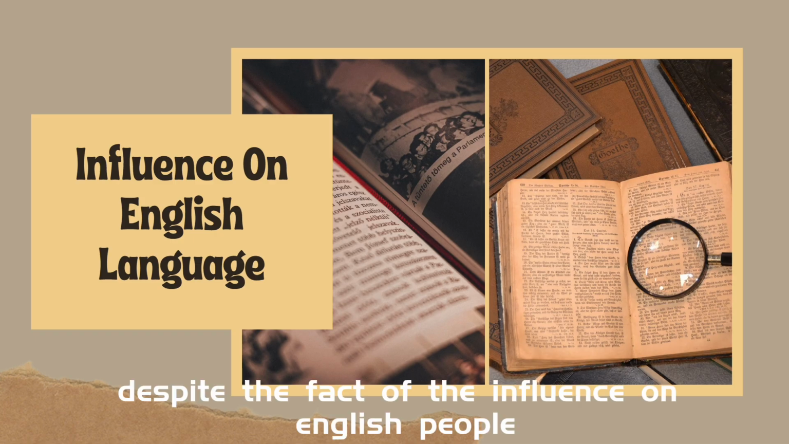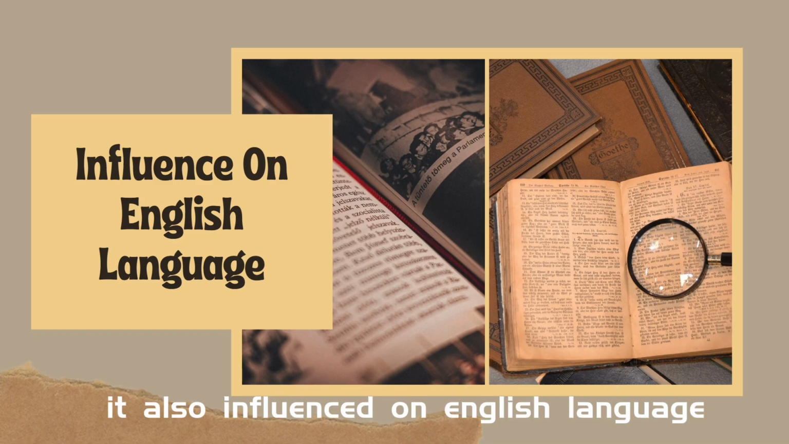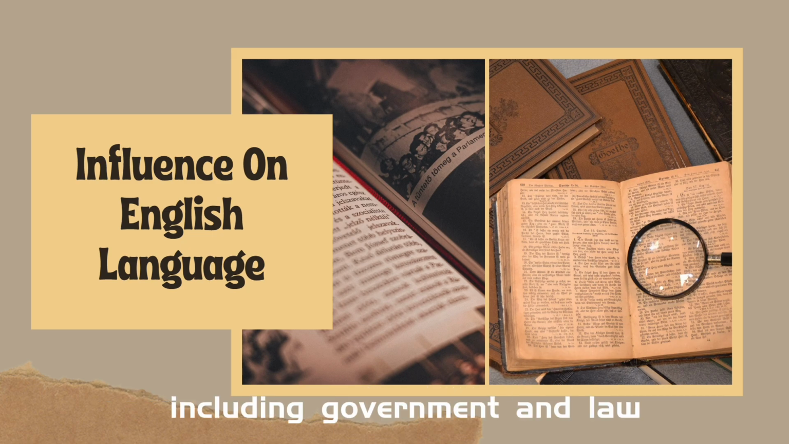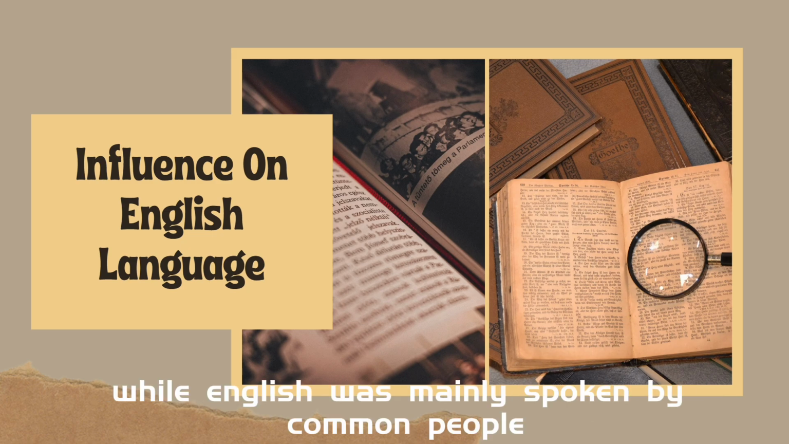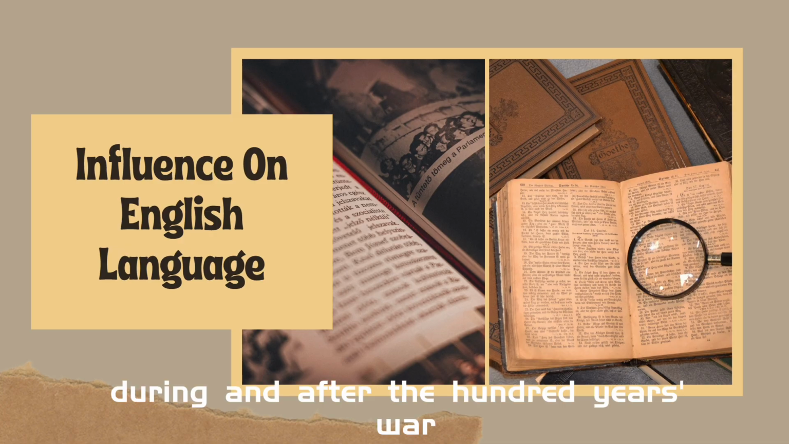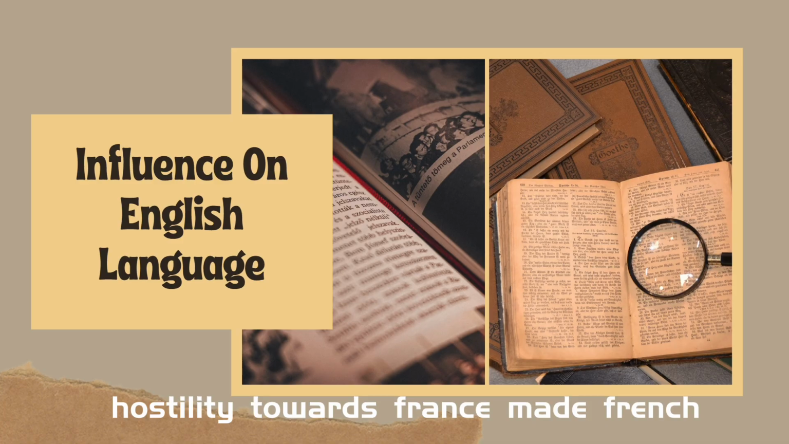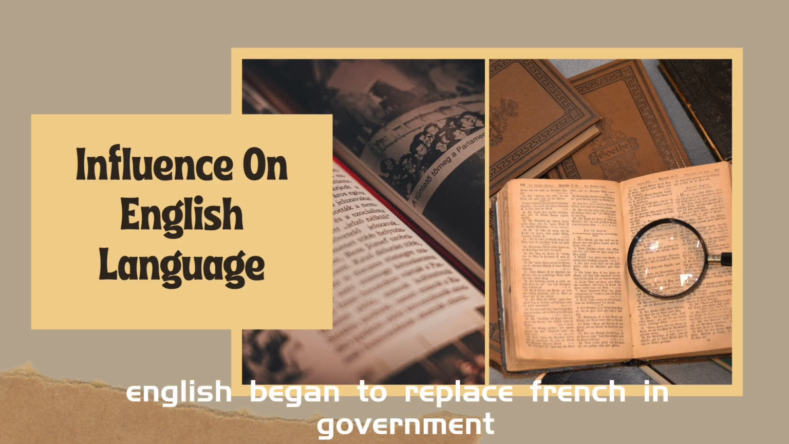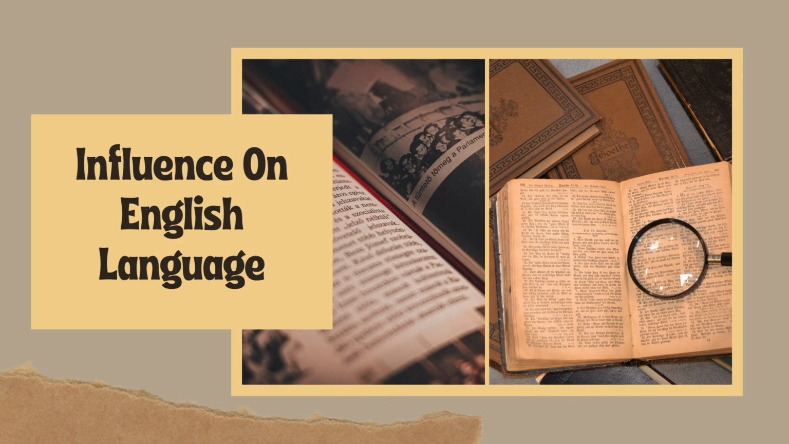Despite the influence on English people, it also influenced the English language. Before the war, French was the language of the English ruling class, including government and law, while English was mainly spoken by common people. During and after the Hundred Years' War, hostility towards France made French less popular in England. As a result, English began to replace French in government, education, and literature.